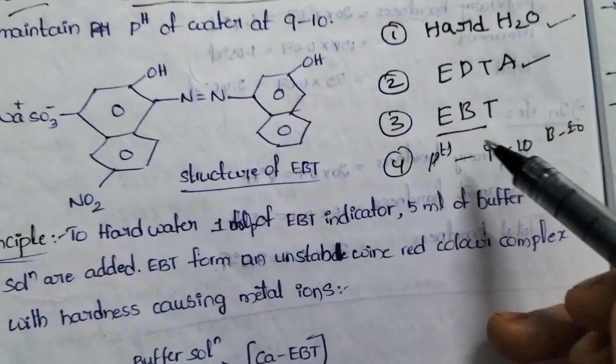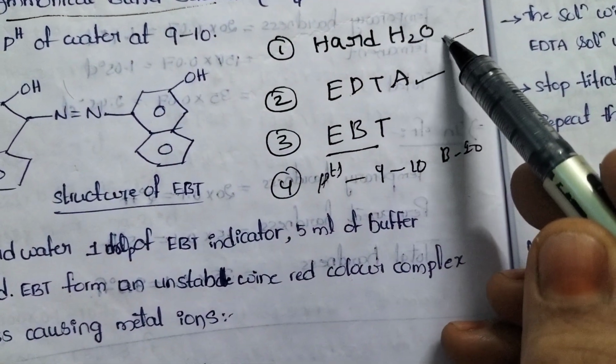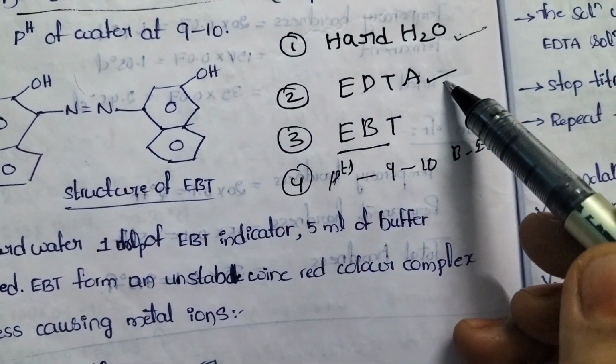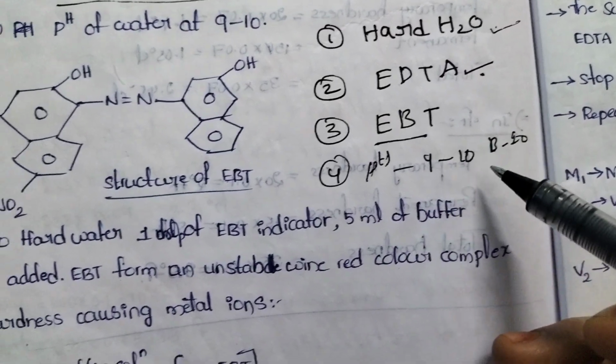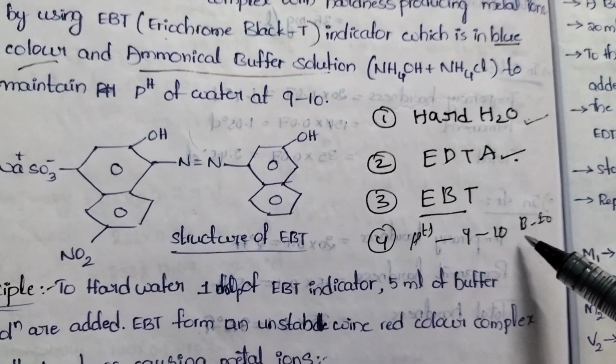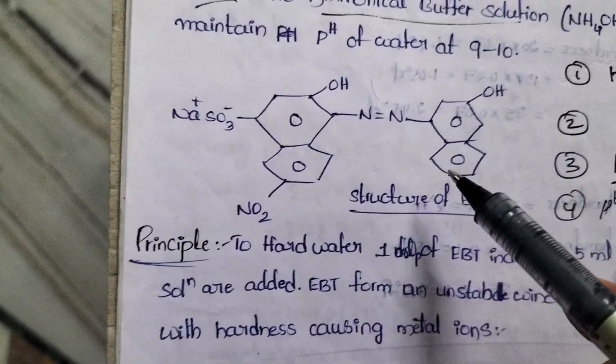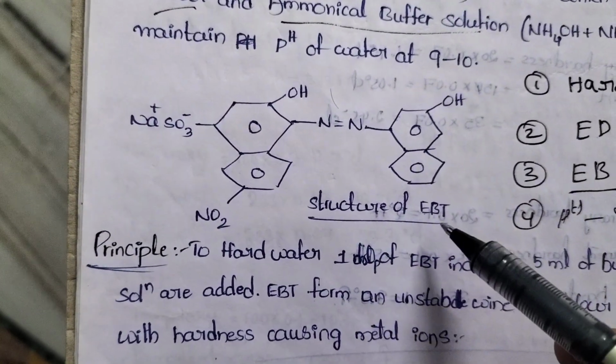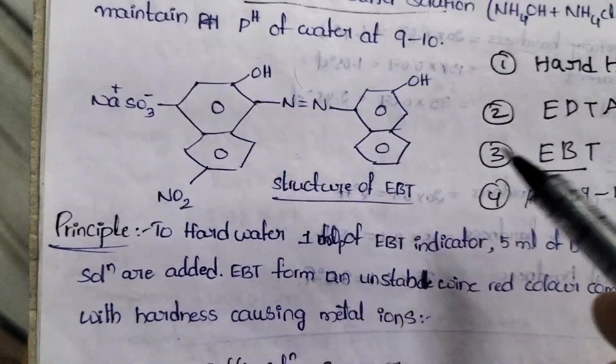So the chemicals required for this EDTA method are: first one is hard water, second one is EDTA, third one is EBT indicator, fourth one is ammonical buffer solution. By the way, this is the structure of EBT, that is the indicator.